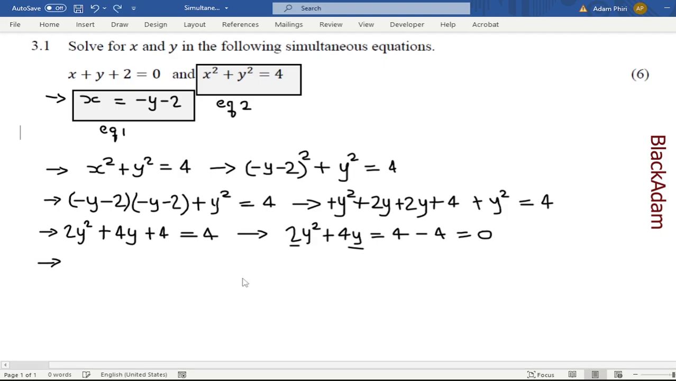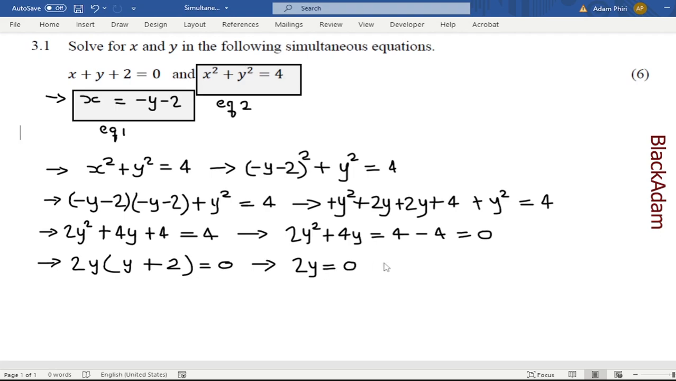Now we have 2y squared plus 4y there. We need to factor out the 2 and y. So factoring it out gives us 2y times y plus 2. So we can factor that back; it comes back to 2y squared plus 4y. And then that means either of them is equal to 0. So it's 2y is equal to 0, or we have y plus 2 is equal to 0. Then from there we can solve for y.